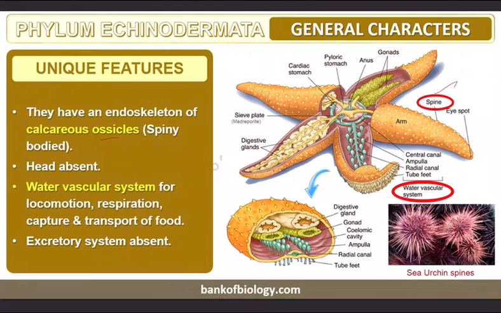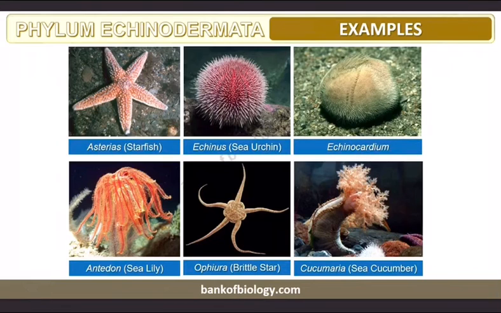What are the special characteristics of phylum Echinodermata? They have an endoskeleton of calcareous ossicles. So spiny, and that's why the very name, Echinodermata. Spines are present, and they are made up of calcium. And this very phylum is famous for the presence of the water vascular system. This helps in locomotion, helps in respiration, that is osmoregulation. It captures and transports food. So this water vascular system is multi-purpose. And the excretory system is absent, and that is again a drawback in this. So the most predominant feature of Echinodermata is the presence of the water vascular system.